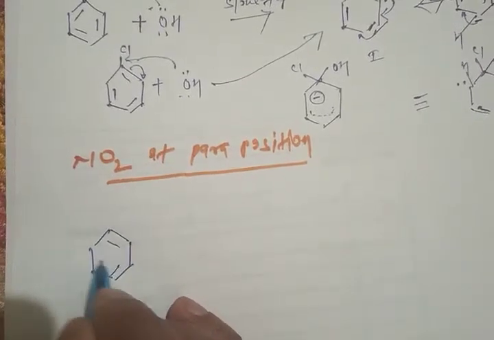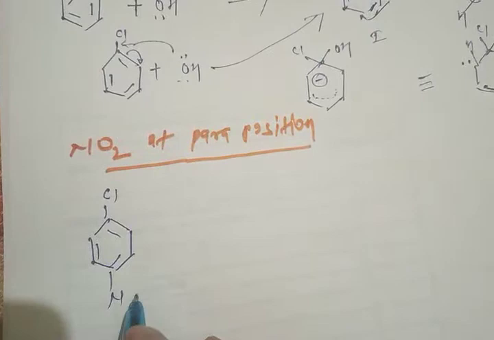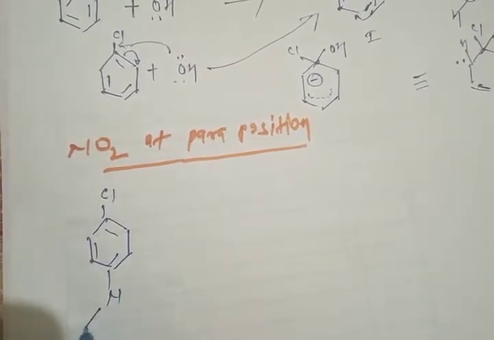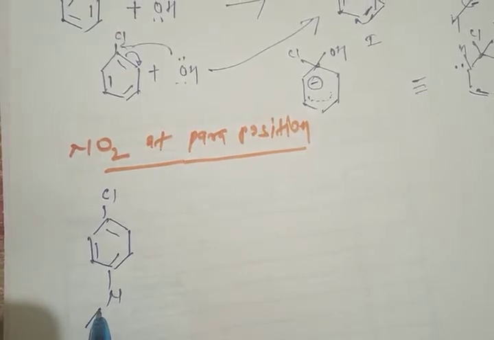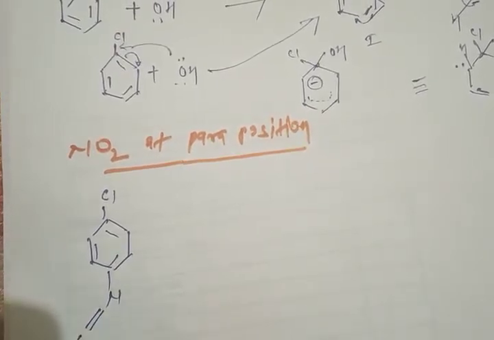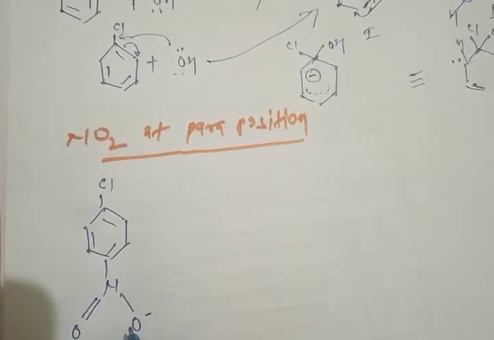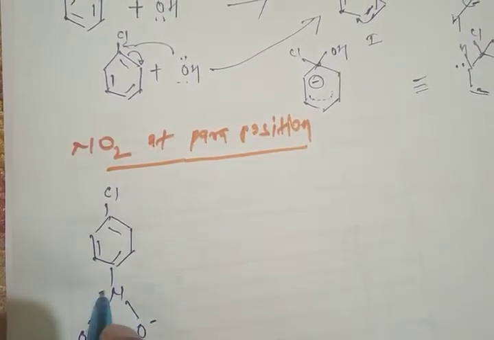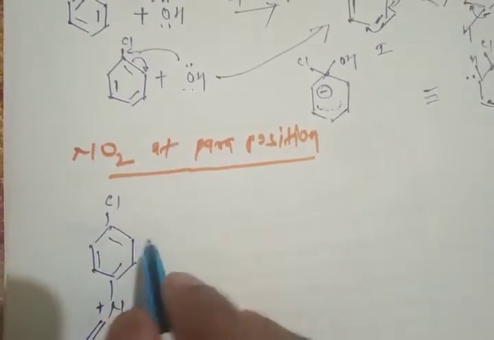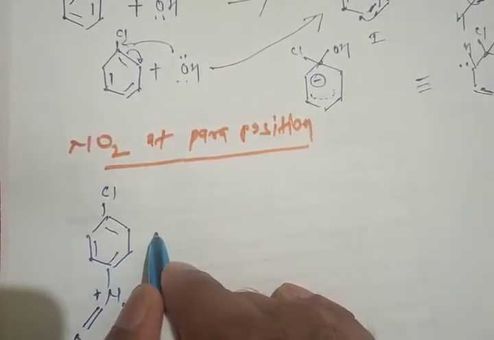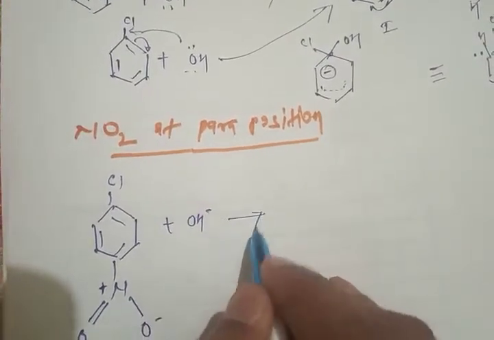So this is your para-nitrochlorobenzene, NO2, and I'm drawing the NO2 in this pattern, with a double bond O and O negative. So this is a positive charge, and then we have OH negative. So this is a slow step.